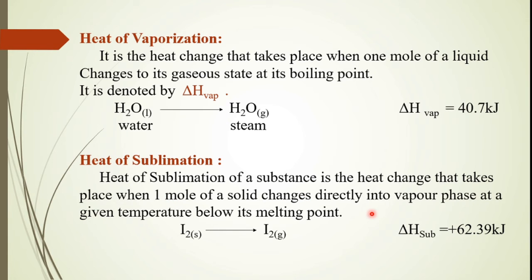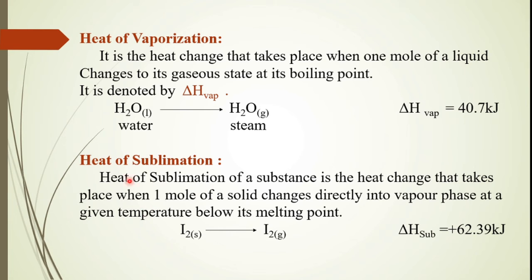The next is heat of vaporization. It is the heat change that takes place when 1 mole of a liquid changes to its gaseous state at its boiling point. Now, when a liquid is transferred to its gaseous state, that means when water changes to its steam form, whatever the change in heat, which is equal to 40.7 kilojoules, is known as the heat of vaporization.